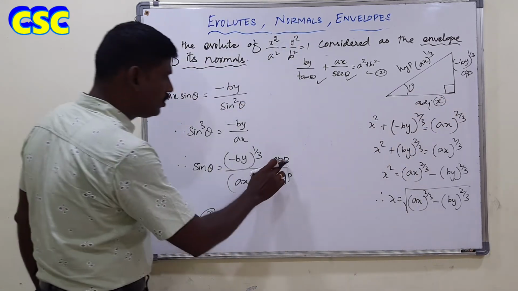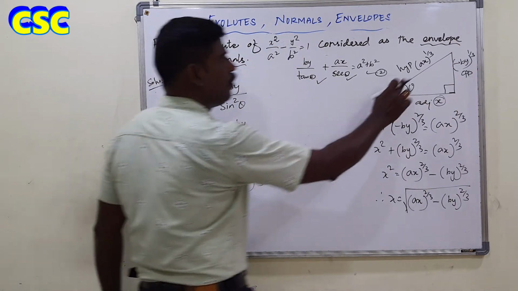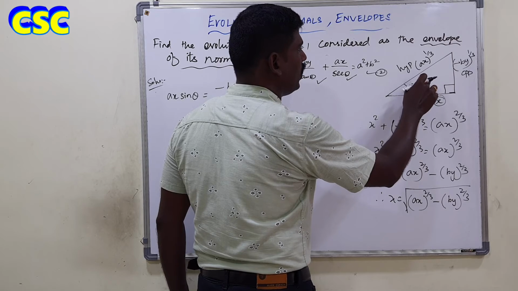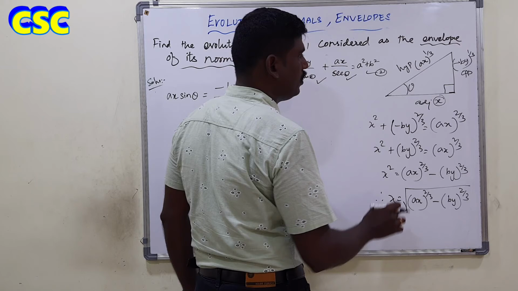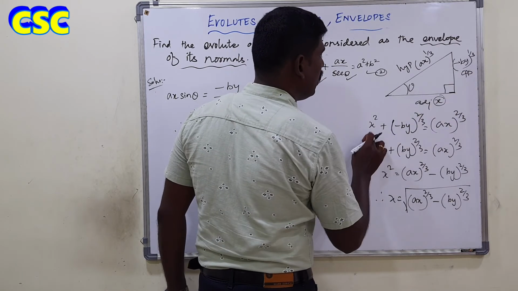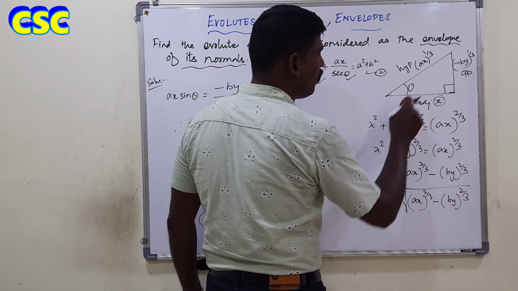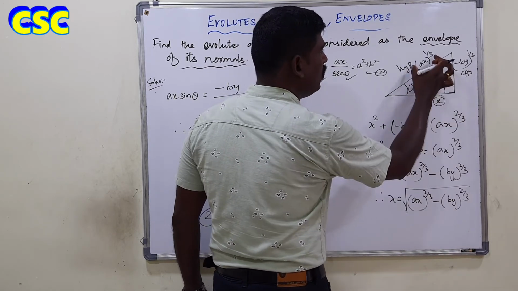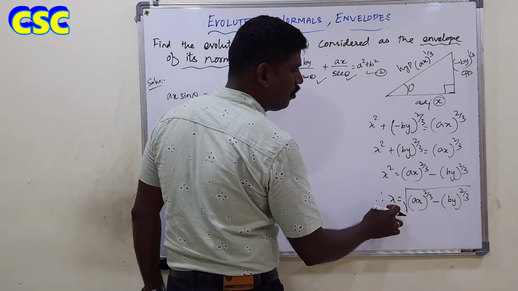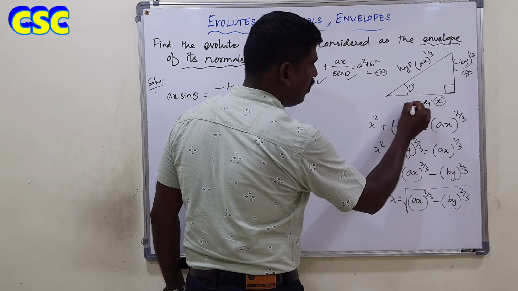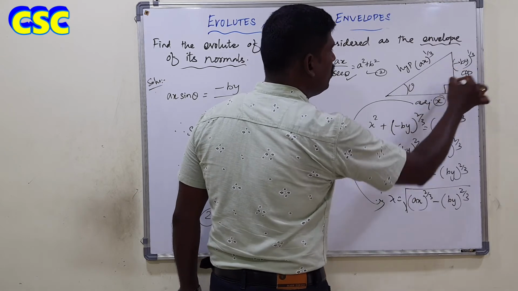So what are the given values? Opposite is by power 1 by 3, and hypotenuse is ax power 1 by 3. Applying the Pythagoras theorem: the square of the hypotenuse equals the sum of squares of the remaining two sides. So x square plus by power 2 by 3 is equal to the square of the hypotenuse, which is ax power 2 by 3. From that I find the value of x, the adjacent side. Now I know all three sides.